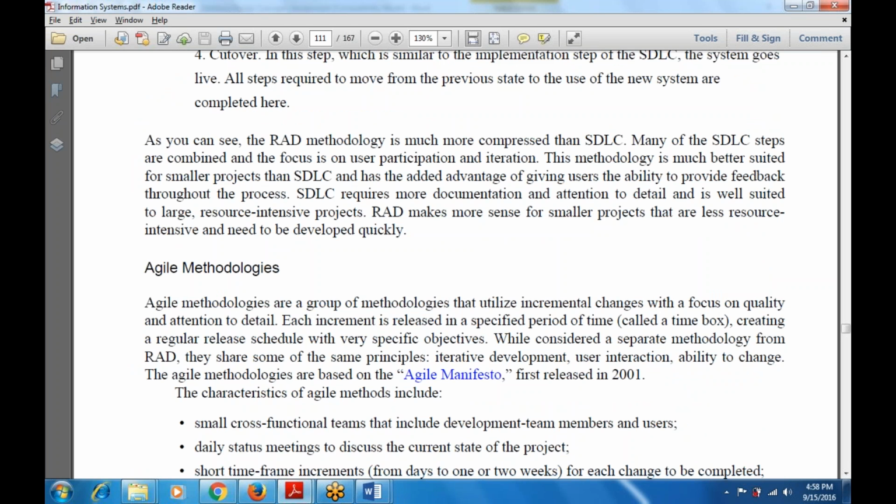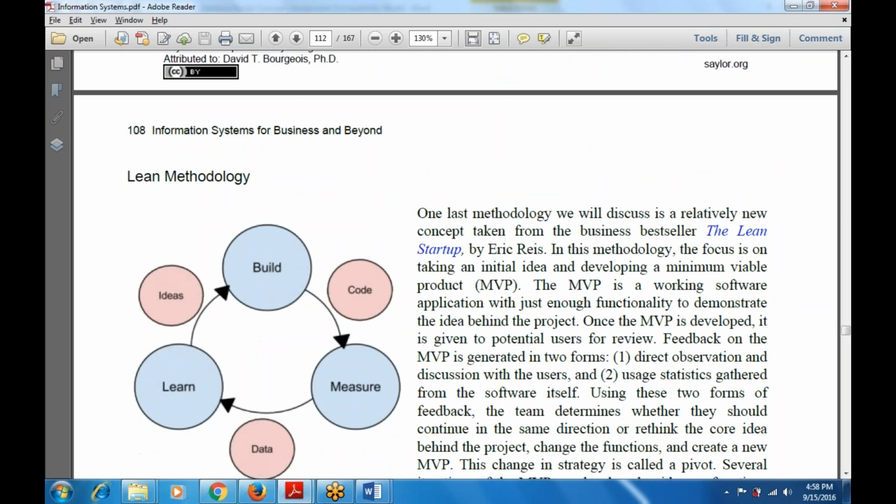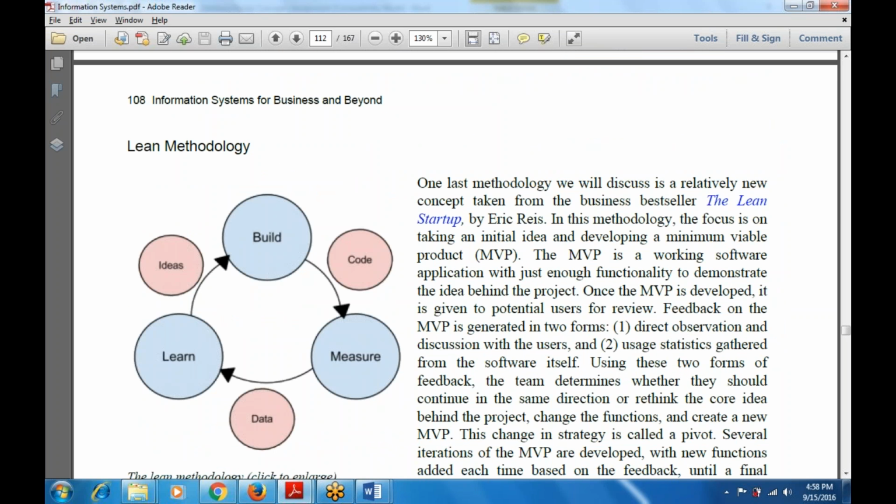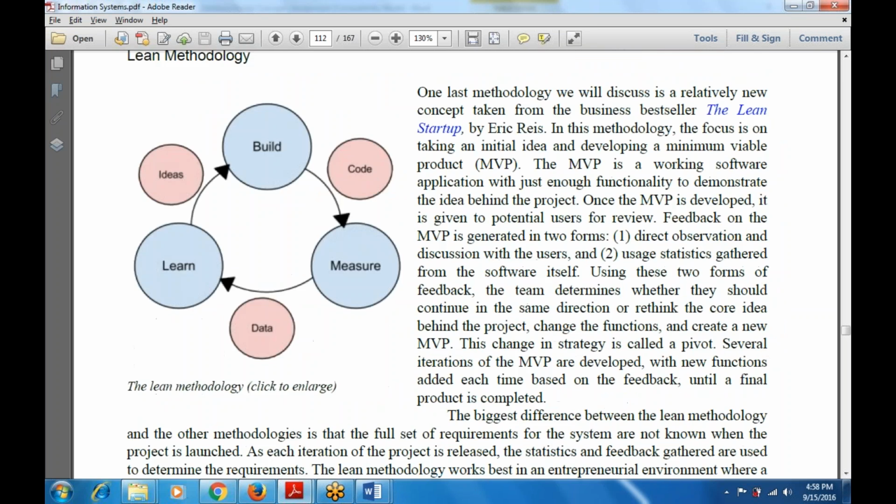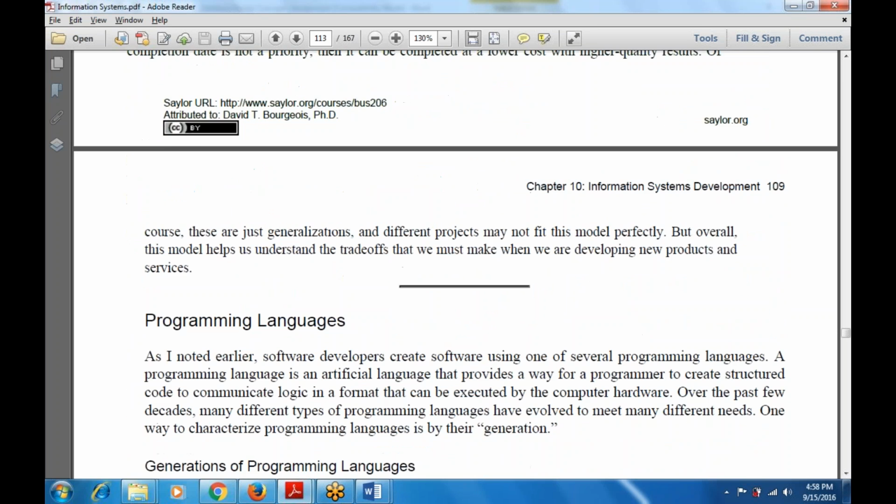The next one is the agile methodology, that focuses on quality and attention to detail. Every increment is released in a specific period of time, creating a regular release schedule with very specific objectives. This is the lean methodology that we already discussed: build, measure, learn.